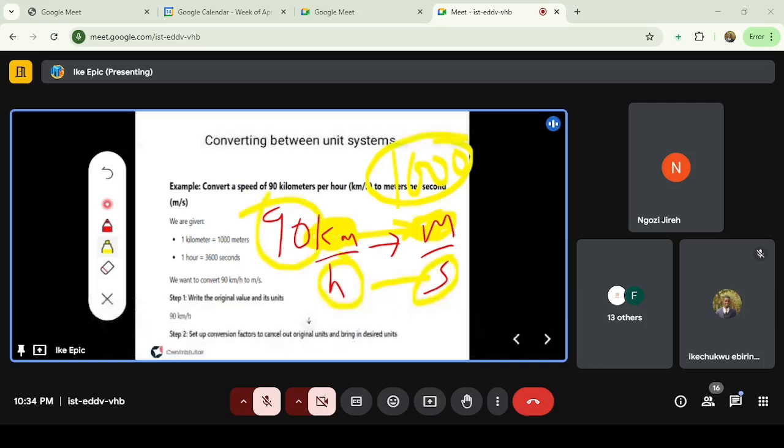But because hour is under in this fractional expression, I will divide from hour to second. We have 60 seconds make 1 minute, 60 minutes make 1 hour. That is 60 times 60, which is 3600. If this hour was up in the fraction, we would multiply 90 by 1000 by 3600. But because hour is under now, we will divide by 3,600 because we're moving from hour to second. So the conversion expression will be 90 times 1,000 all over 3,600.